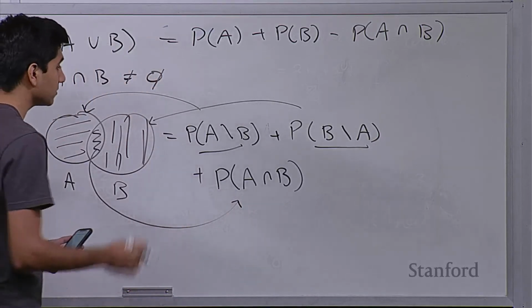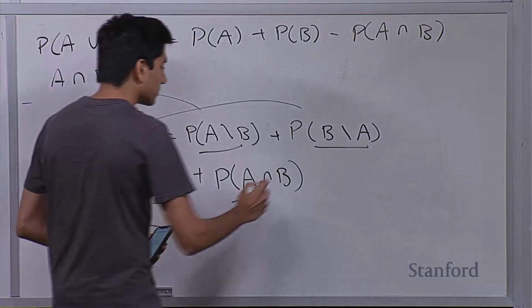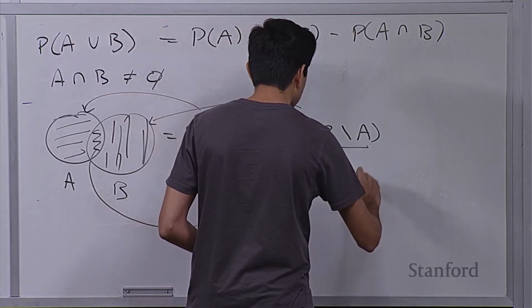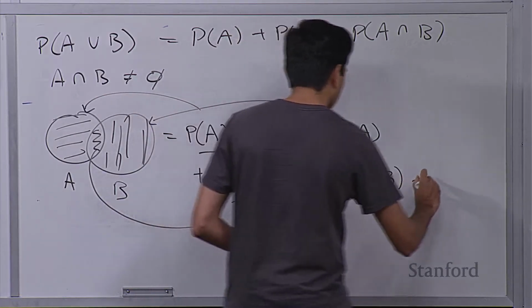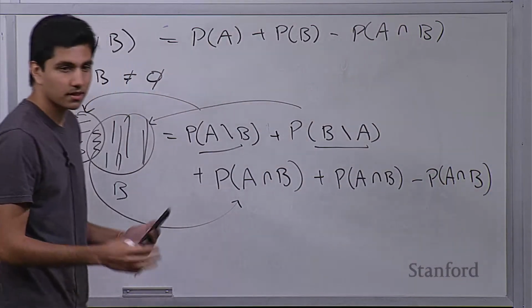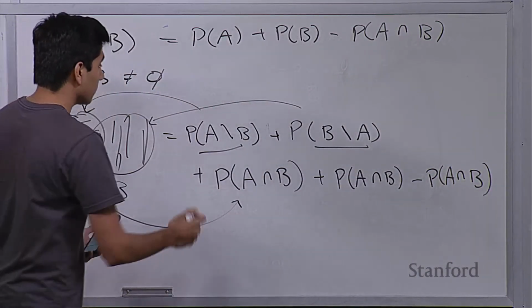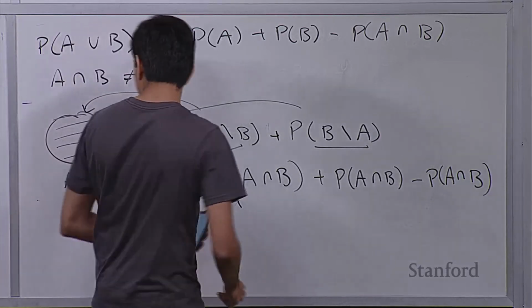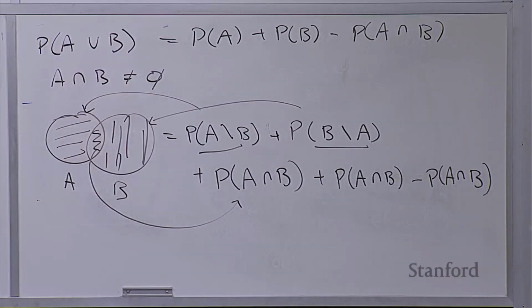And then one interesting trick we can do is add and subtract P of A intersection B. Clearly, if you add and subtract the same thing, the equation stays the same. And now what we notice is that we only have a black marker. Well, I guess we have a red marker. That might be helpful.